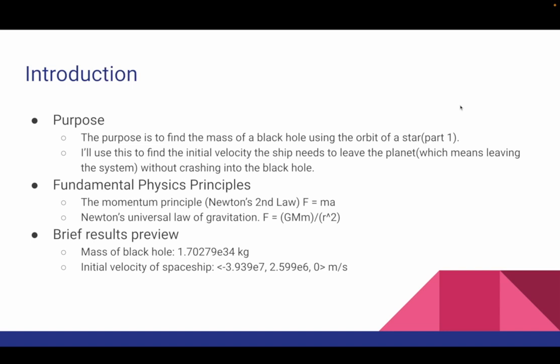So the purpose of this lab is to find the mass of a black hole using the orbit of a star, and that's what we'll be doing in part 1. And then we use this mass to find the initial velocity that the ship needs to leave the planet without crashing into the black hole. The physics principles are the momentum principle and Newton's universal law of gravitation. And here's my results from part 1 and part 2.